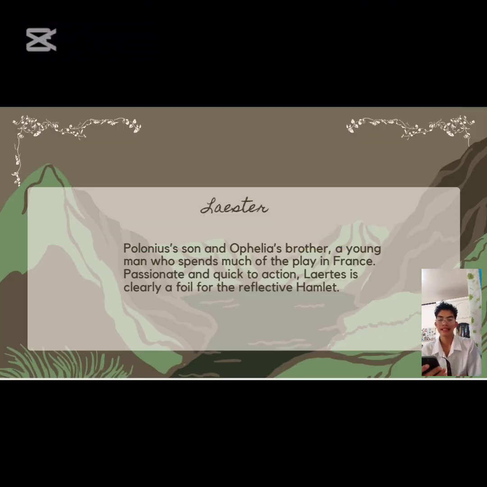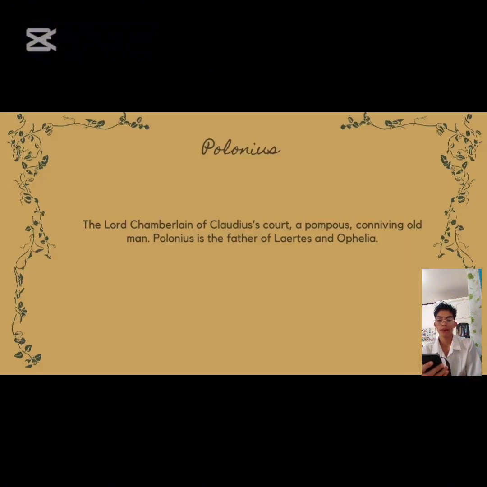So Laertes, Polonius' son and Ophelia's brother, a young man who spent much of the play in France, passionate and quick to action. Laertes is clearly a foil of the reflective Hamlet. And then Polonius, the lord chamberlain of Claudius' court, a pompous, conniving old man. Polonius is the father of Laertes and Ophelia.